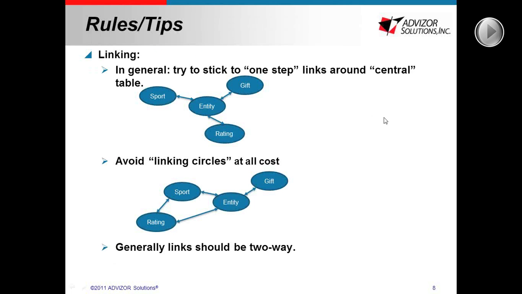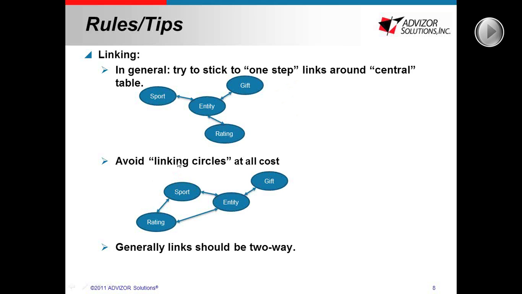There are some rules and tips for linking. The first tip is to try to stick to one-step links around the central table. So the sample data I was using, the central table was the entity table. And by one step, this means that the other tables, sort, gift, and rating, were linked directly to entity and had no other links coming from them either.